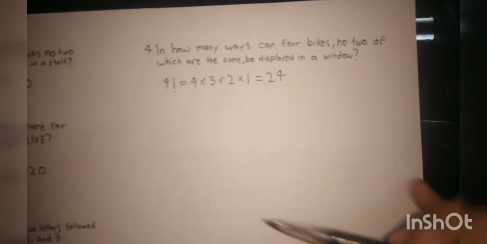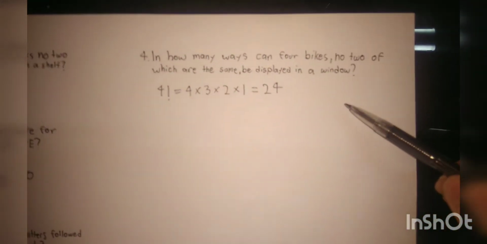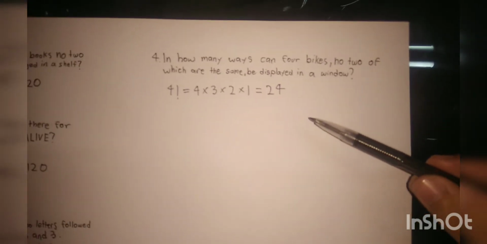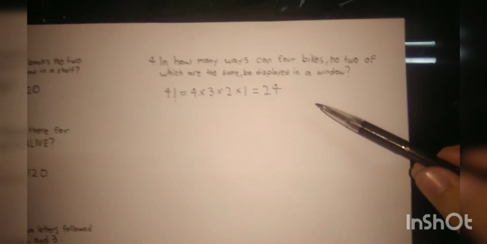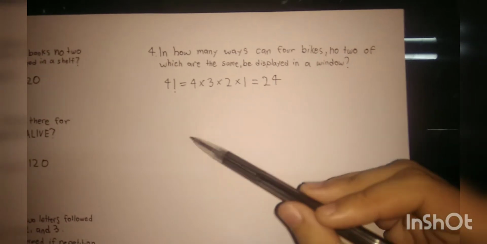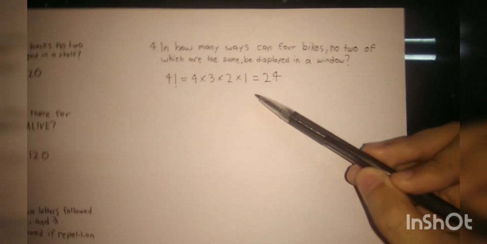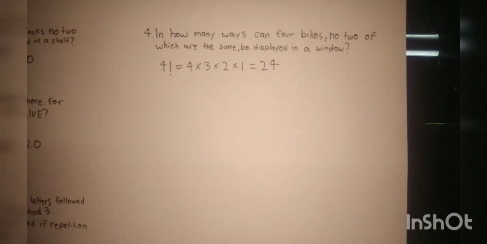Okay, now for number 4. In how many ways can 4 bikes, no 2 of which are the same, be displayed in a window? So this will be solved the same way as number 1 and 2 with 4 factorial. 4 times 3 times 2 times 1 is equal to 24.